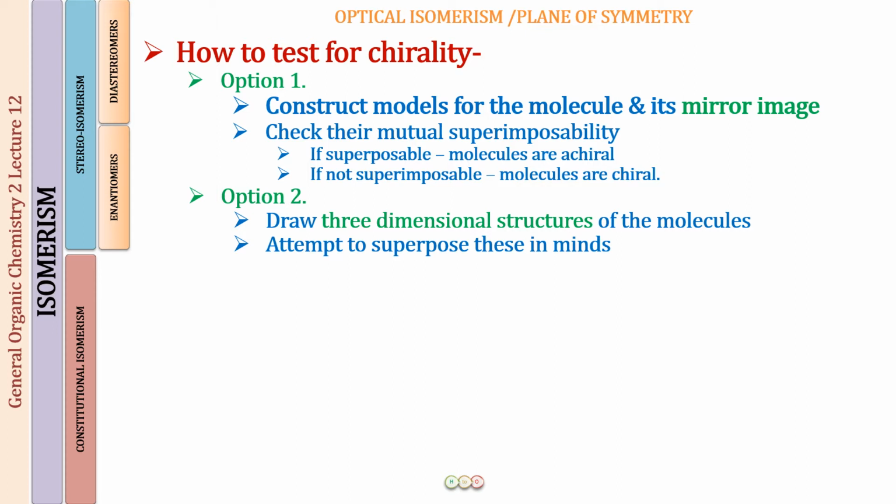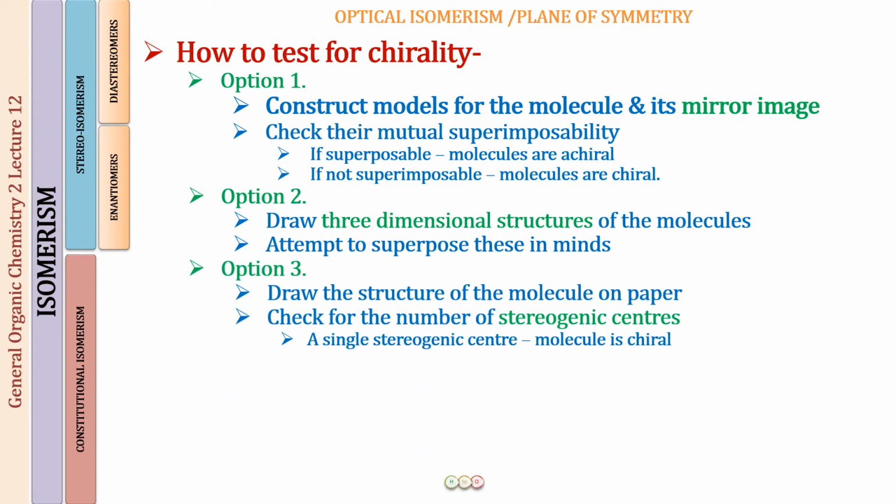So this is also not a very good option. So we move on to option number 3. Option number 3 is that we simply draw the structure of the molecule on paper, and then we find out how many stereogenic centers are present in the molecule. When we talk about stereogenic centers here, we are talking about chirality centers, not the center which is there for geometrical isomerism.